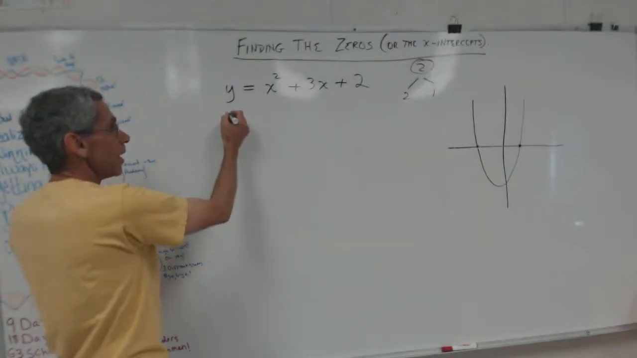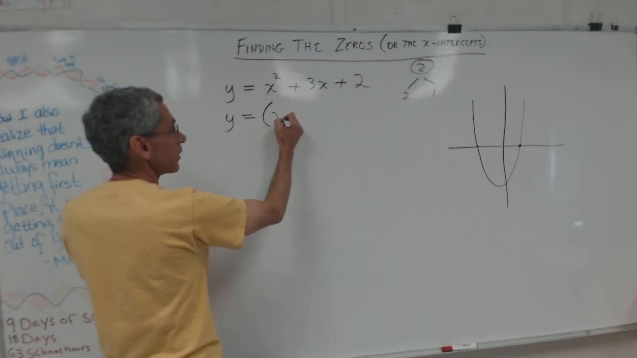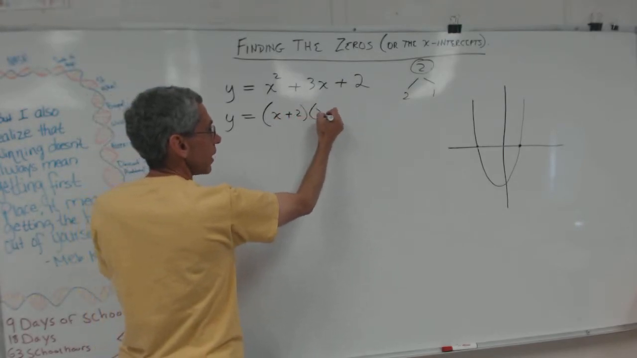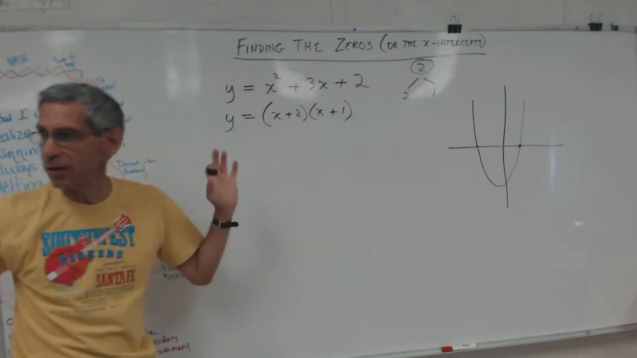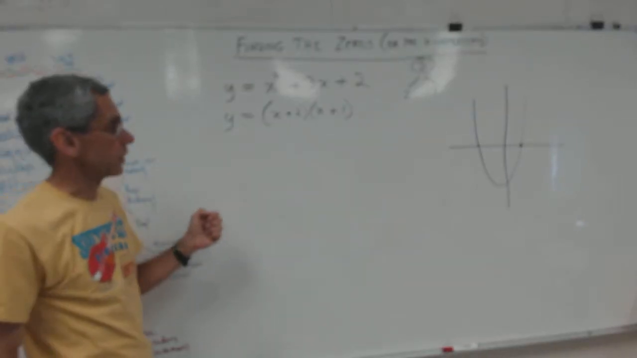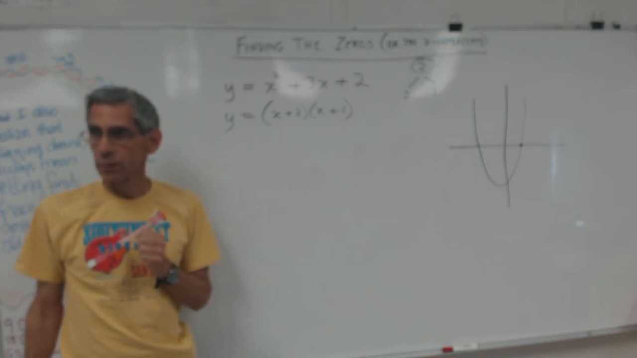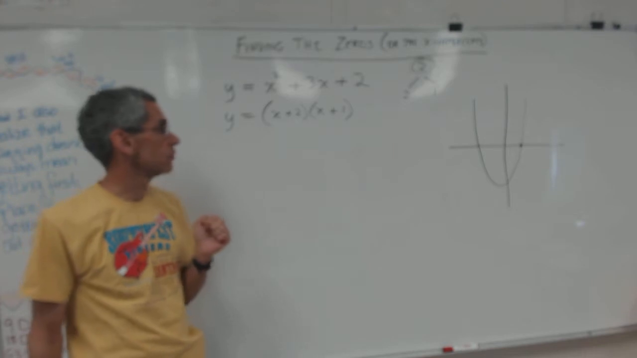Okay. So I'm going to put y is equal to, and I'm going to put my parentheses, and I'm going to say x plus 2 times x plus 1. So everybody should understand that totally right now, because you guys know factoring. You know factoring quadratics, right? Everybody's with me, right? It's totally easy so far.